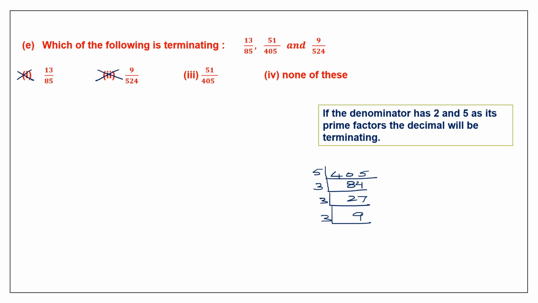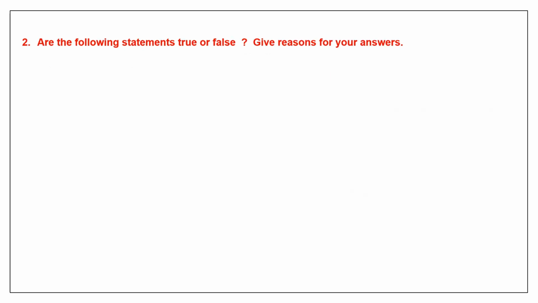3 3s are 9, 3 1s are 3. We don't even have to carry on once you know that you don't have 2, you've gone on to another digit other than 2. So this is 3. So the prime factors of 405 are only 3 and 5. It's not 2 and 5. That means option 3 is also not terminating. So we have to answer with option 4, which is none of these. So our answer here is option 4, none of these.